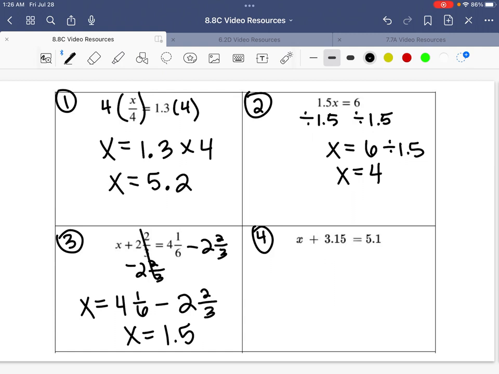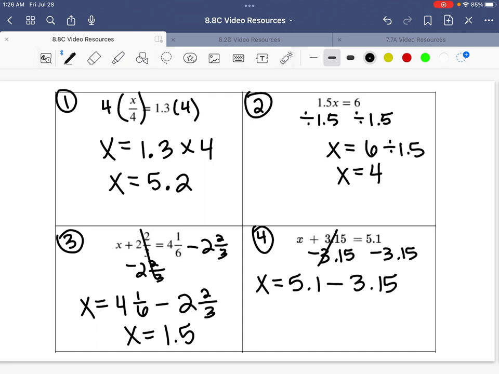This last one, number 4, we have x plus 3 15/100 is equal to 5 1/10. So again, very similar to the question we just did. Just because there's fractions or decimals, our process remains the same, and we want to create 0 pairs. So the opposite of a positive 3 15/100 would be a negative 3 15/100. So I will put negative 3 15/100 on both sides of the equation. And when I simplify that, that tells me that x will be equal to whatever 5 1/10 minus 3 15/100 is.